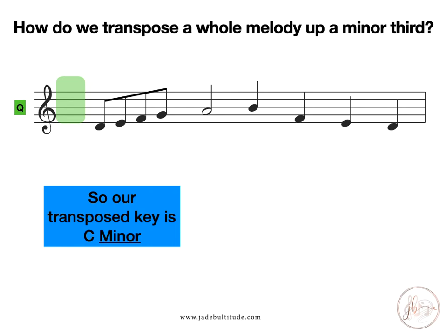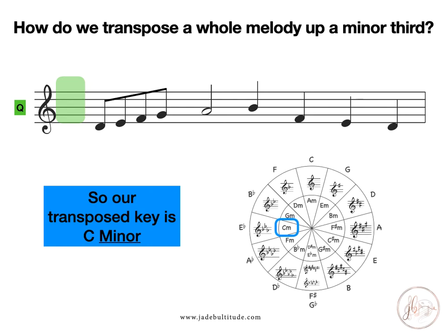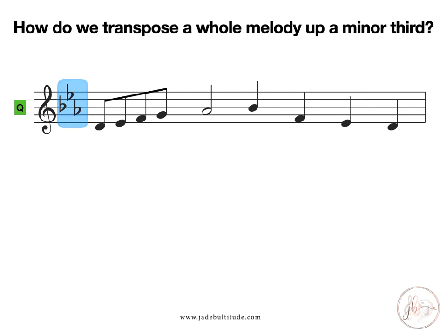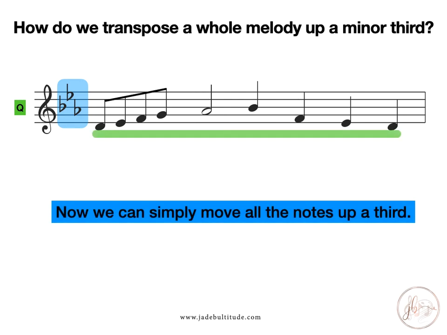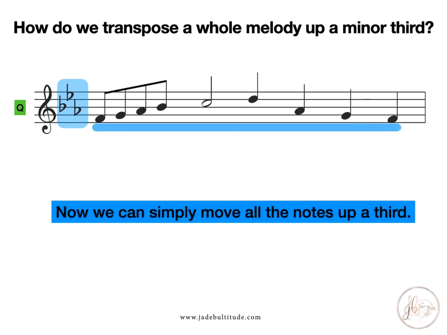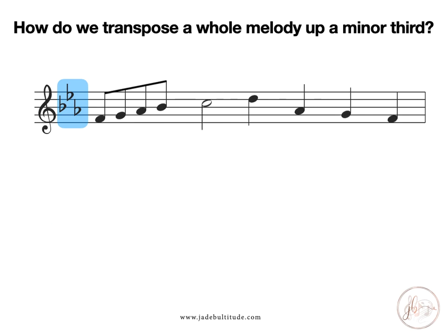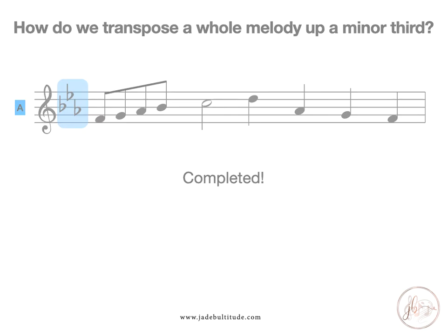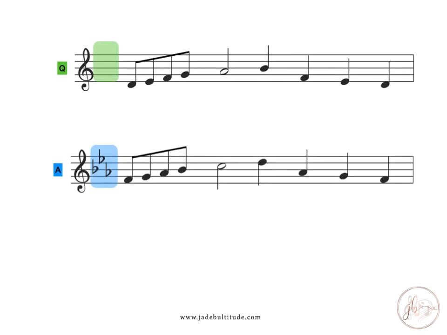Let's take a look at the circle of fifths. And as you can see, our key signature has 3 flats, B flat, E flat, and A flat. Let's insert that at the start of the melody. Now we can simply move all of our notes up a third. Don't forget to adjust your stems. And there we have it. At the top, we have our question, and at the bottom, we have the answer.